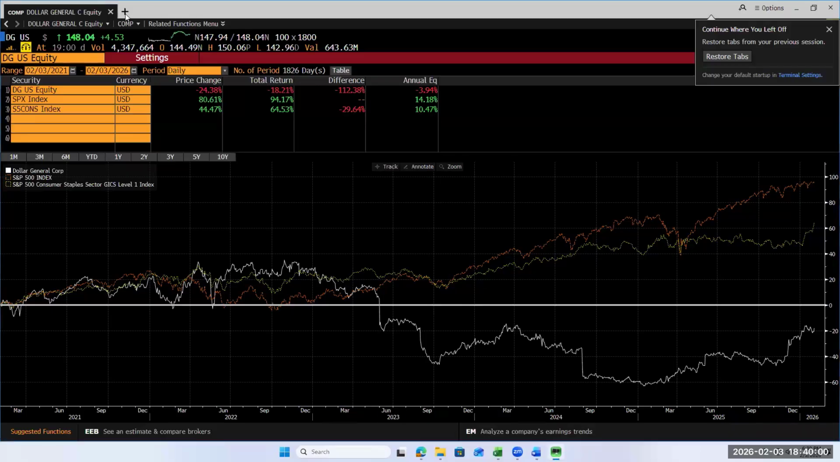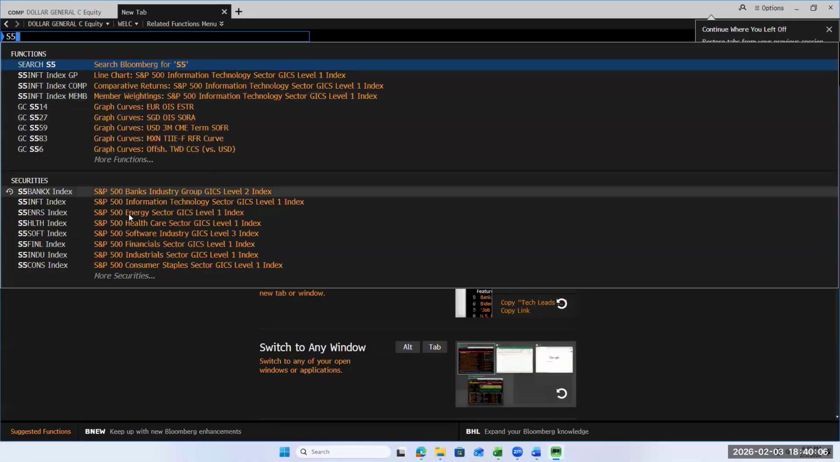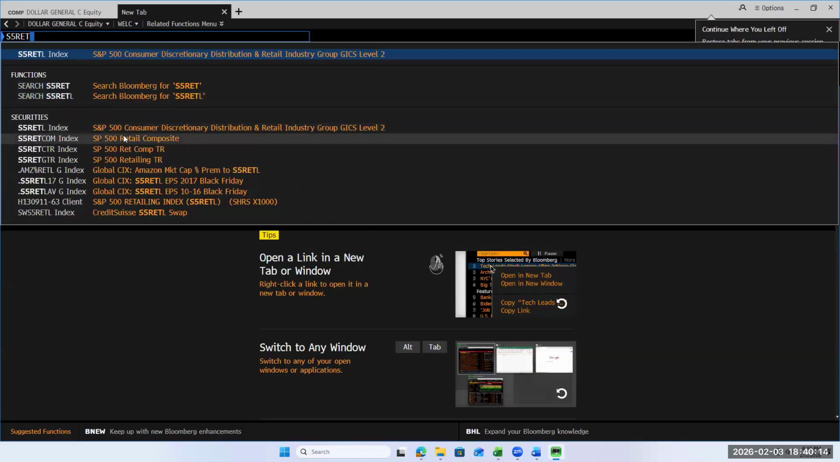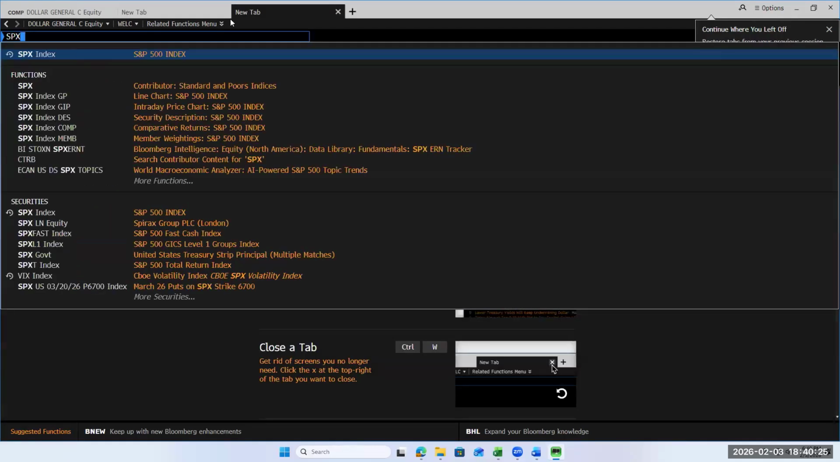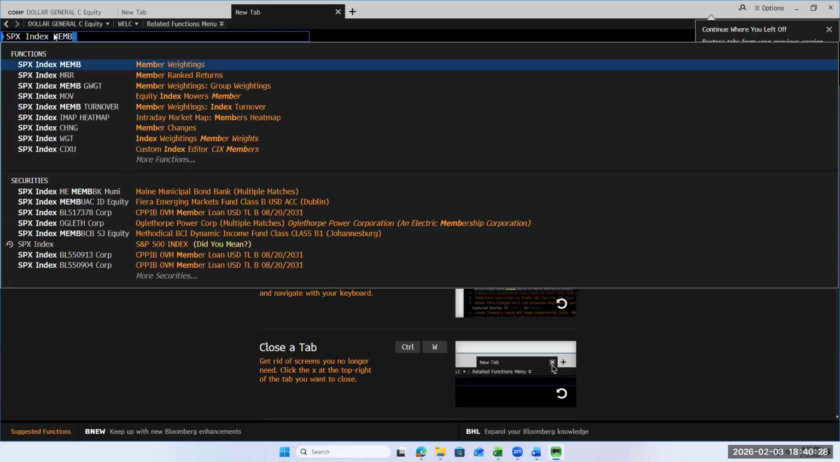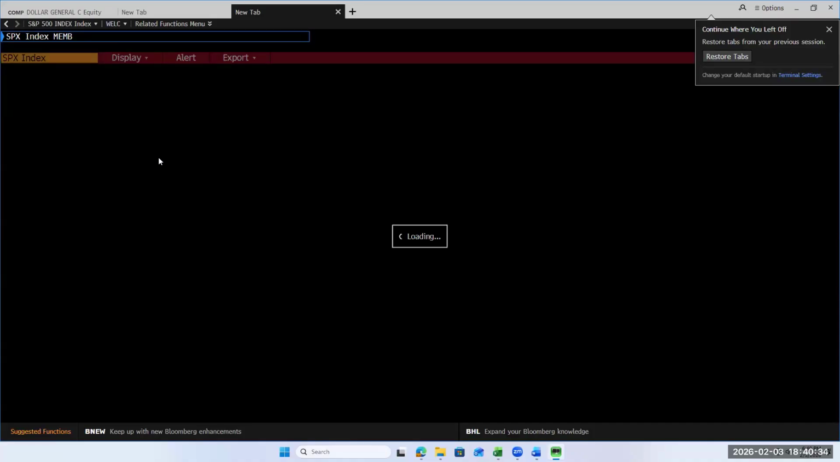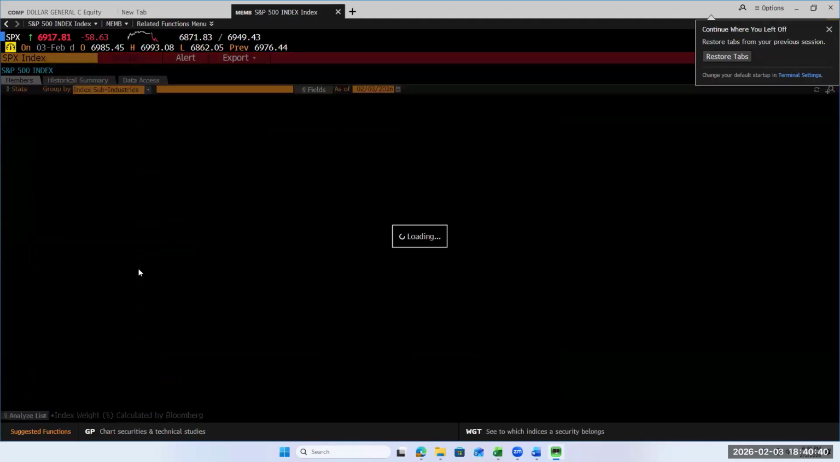Another way to find one is you can just do S5. You can see they come up. S5, you can type oil and gas, S5 retail composite. So S5 is the Standard and Poor's 500, and then those sub-industries, you can find them there. Another way you can do it, SPX members, SPS F10 members. And if you do it by sub-industries, you will bring the sub-industries in.